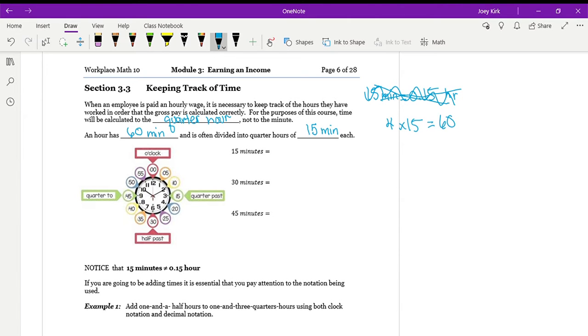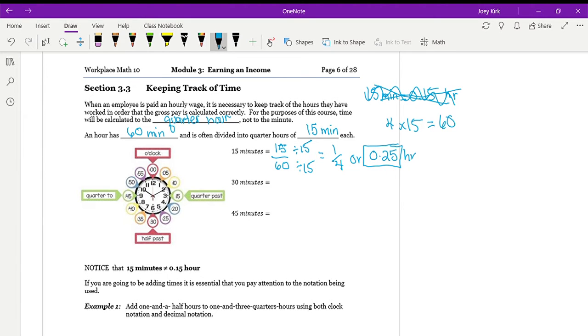If we're looking at 15 minutes, that's actually 15 minutes out of a total of 60, right? We're not looking out of 100 right now, we're looking out of a total of 60. And if we go to reduce that fraction, we can divide the top and bottom by 15, and that's going to give us 1 out of 4 as our fraction, or 0.25. So this is actually what a quarter of an hour looks like in decimal notation. So 0.25 hours.